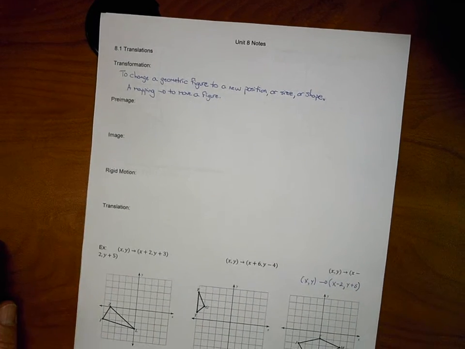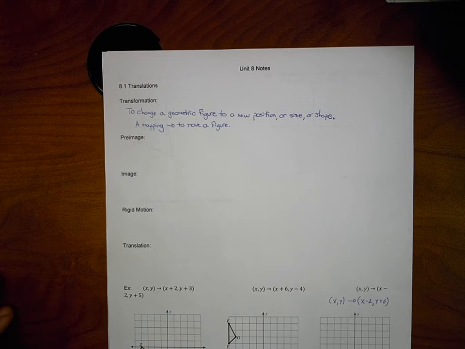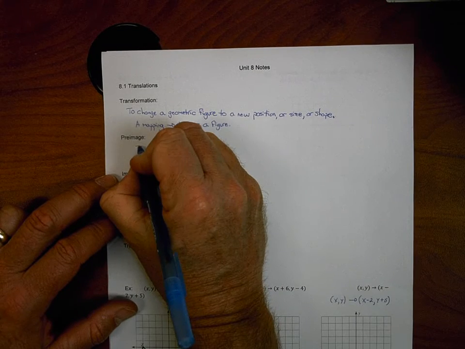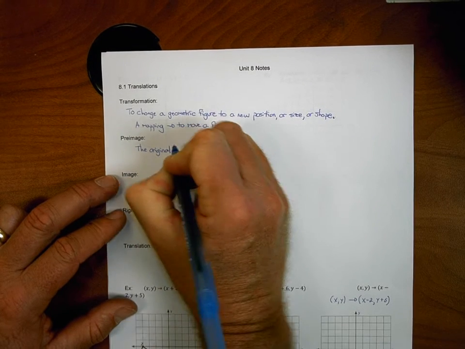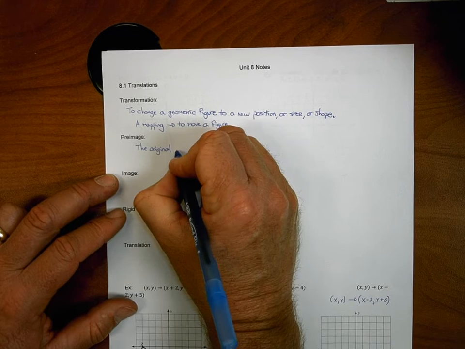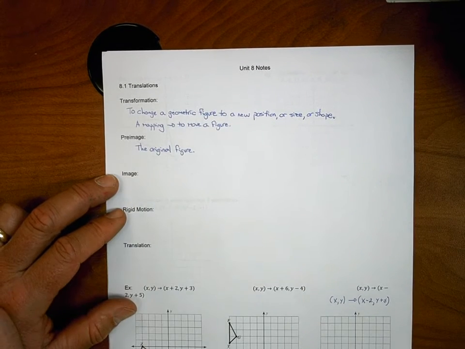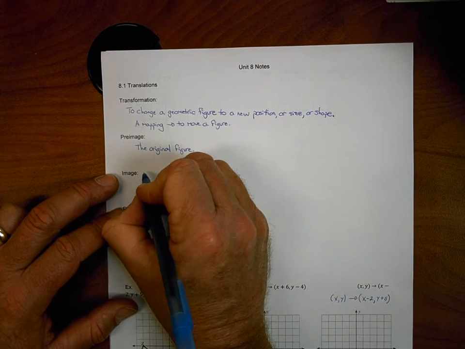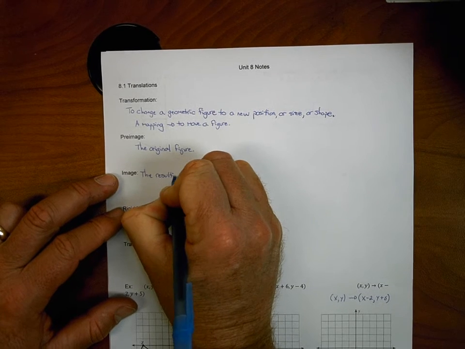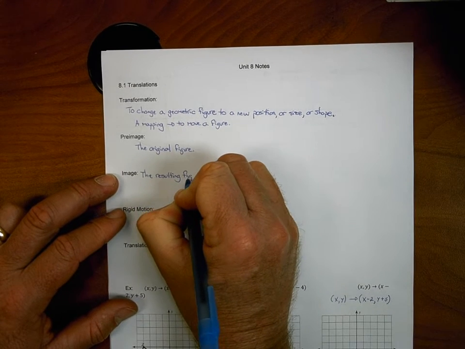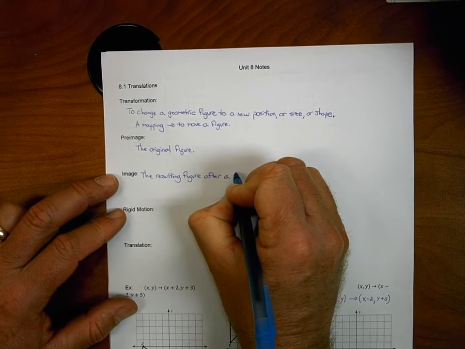A preimage, you're going to hear that word a lot. The preimage is the original figure. Whenever you're asked what the preimage is, it is whatever the original figure is. And then the image is the resulting figure after a transformation.